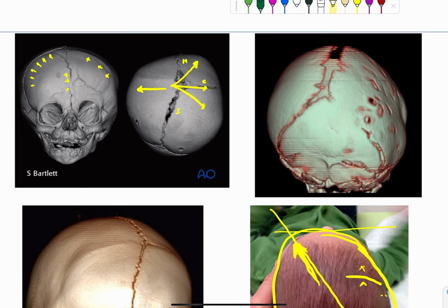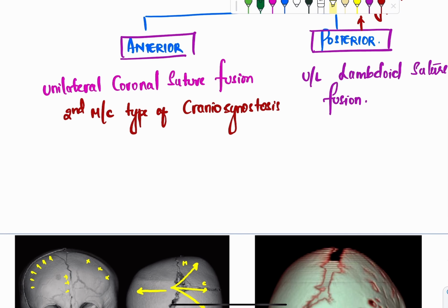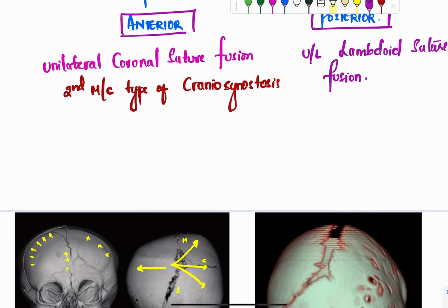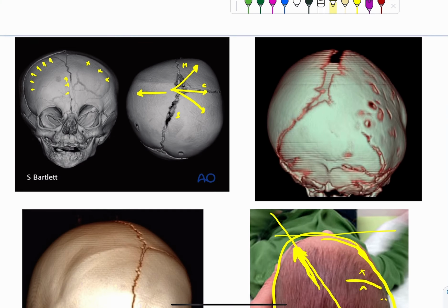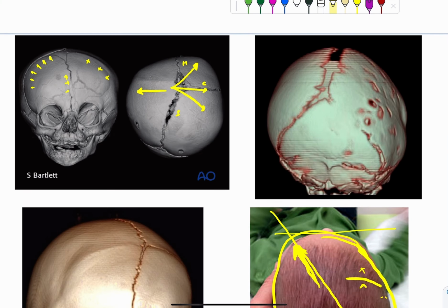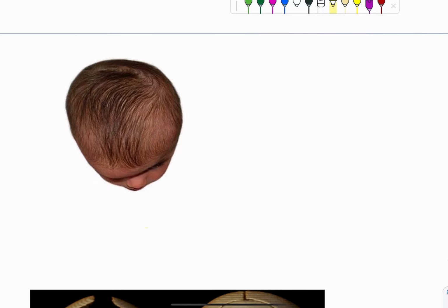Now, next important image is that you see posterior plagiocephaly. What is posterior plagiocephaly? Unilateral lambdoid suture fusion. So where is lambdoid suture? On the back. See, on the back you can see the fusion here, right? So there is unilateral fusion. So where will the development be taking place? On the opposite side. It means the development will take place on this side like this. Okay. So I hope you understood this picture.